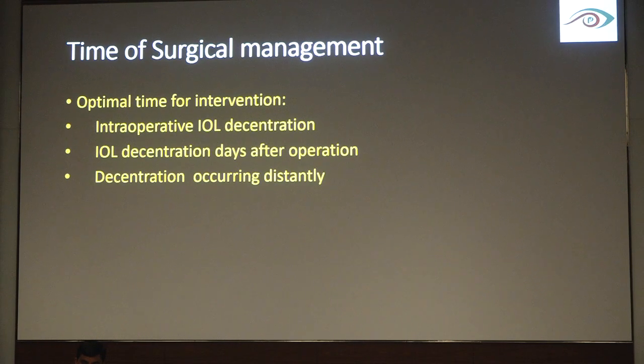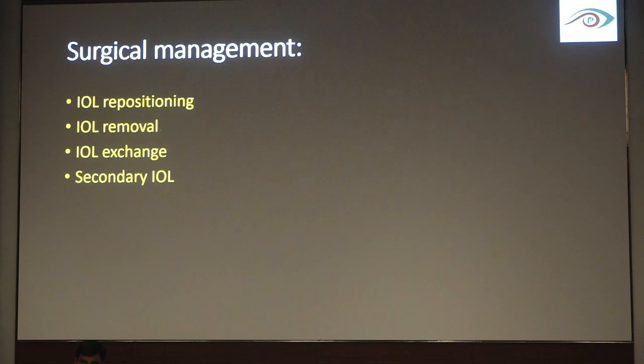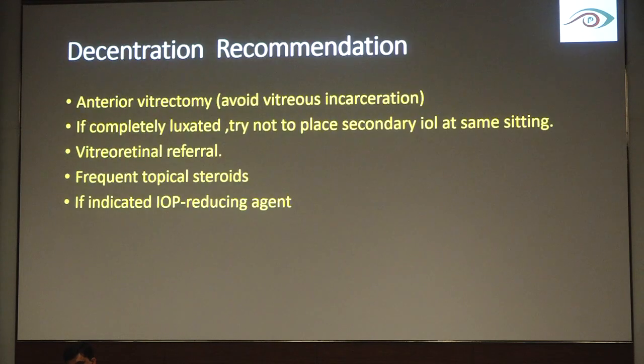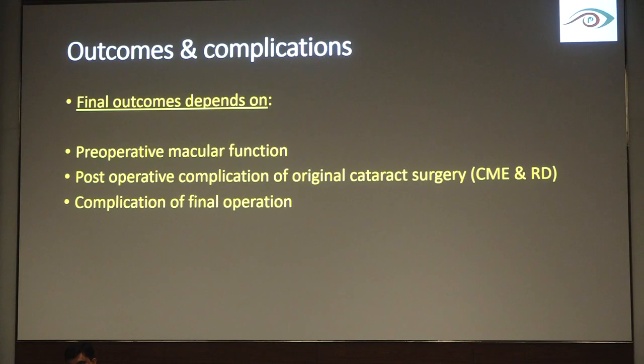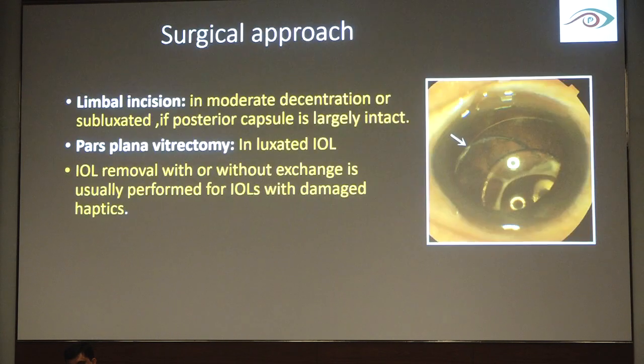Depending upon the situation, how bad it is or what the complication is, that is the time you intervene. So how are you going to intervene? One, you either try to reposition it, or remove it and exchange it, or lastly you go with your secondary IOLs. Before you do anything, when you see the decentration is already there, try to do a proper anterior vitrectomy, take a VR opinion if you need, and try to manage the subluxation. Outcomes and complications: finally it all depends on your preoperative macular function, complications of your final operation, and any CME or RD which is occurring.